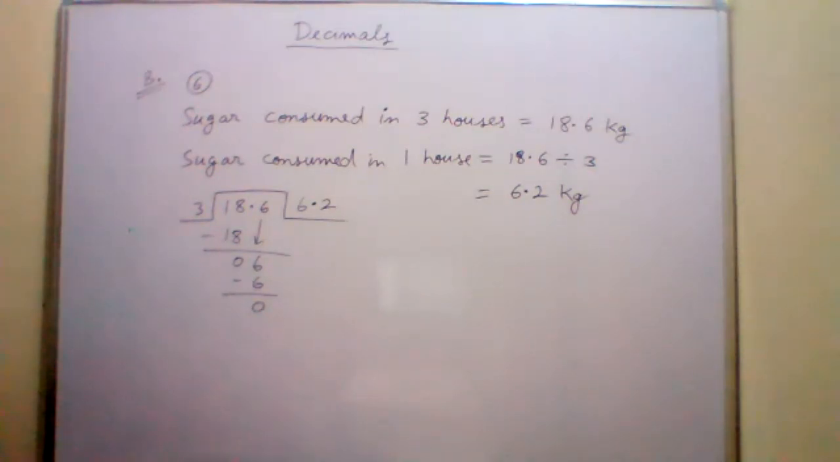Try the seventh one, all of you. A cake weighing 7.5 kg was divided among 30 people. What will be the share of each person? How much each person will get? So clearly it is a question of division.